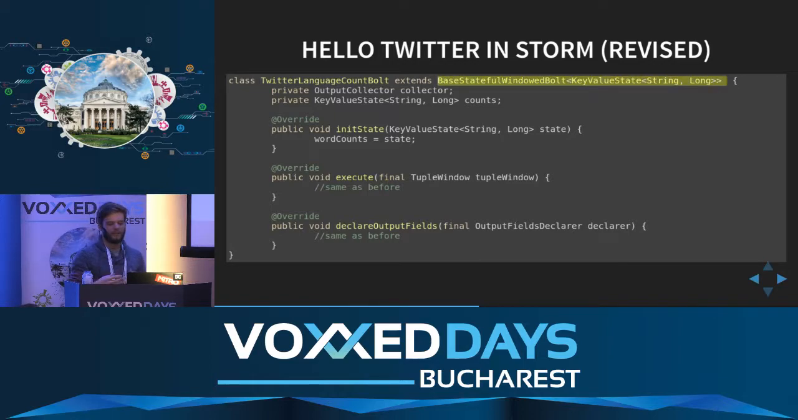And you need to extend a different kind of bolt. That's all you have to do. It's not a base windowed bolt, it's a base stateful windowed bolt now. And instead of a hash map, you have this key value state. And then you also need to implement your init state function, which is usually very easy. And then Storm does all the work for you. Okay, so it writes the stuff to Redis. When things break down, the application comes back up, it reads the state from Redis, and you're good to go.